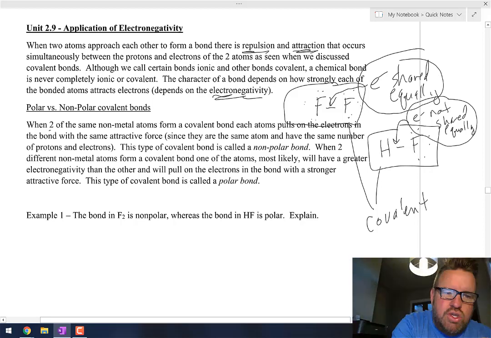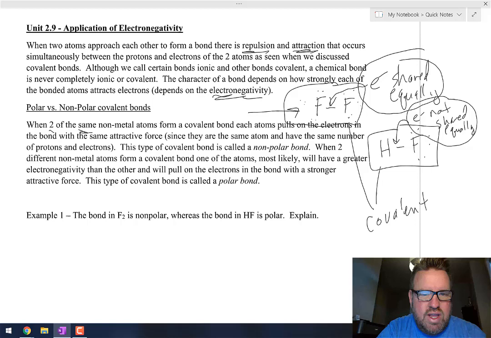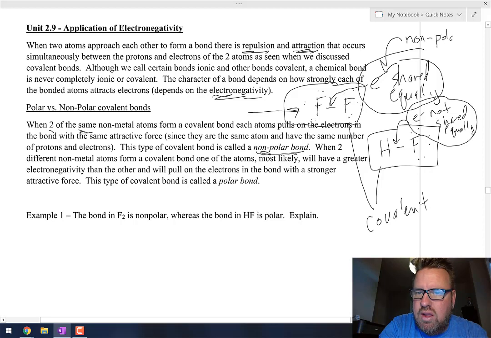So when two of the same nonmetal atoms form a covalent bond, and that's our case here, each atom pulls on the electrons in the bond with the same attractive force because they have the same electronegativity. This type of bond is called a nonpolar bond, okay? So here, where these electrons are shared equally, it is nonpolar, okay?